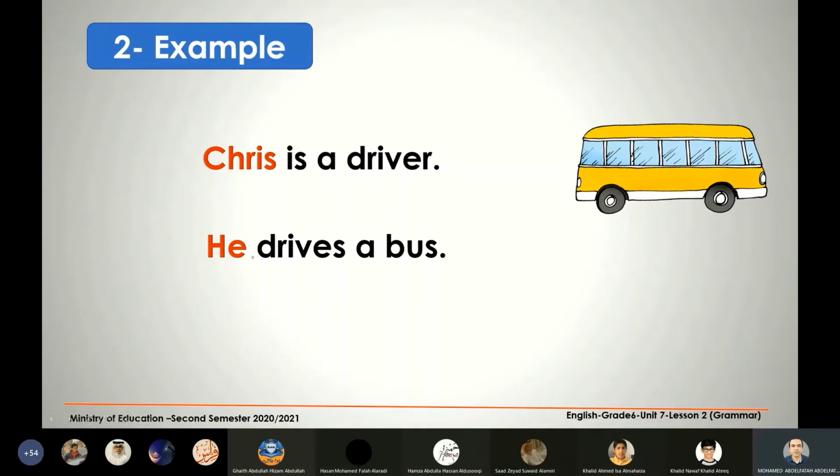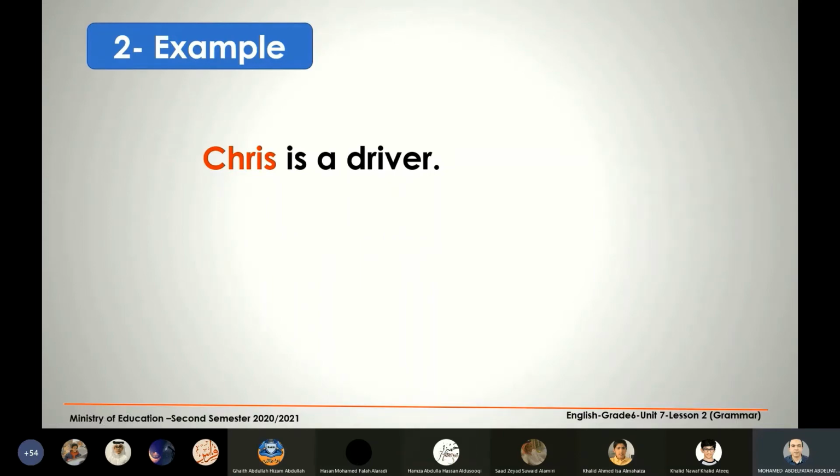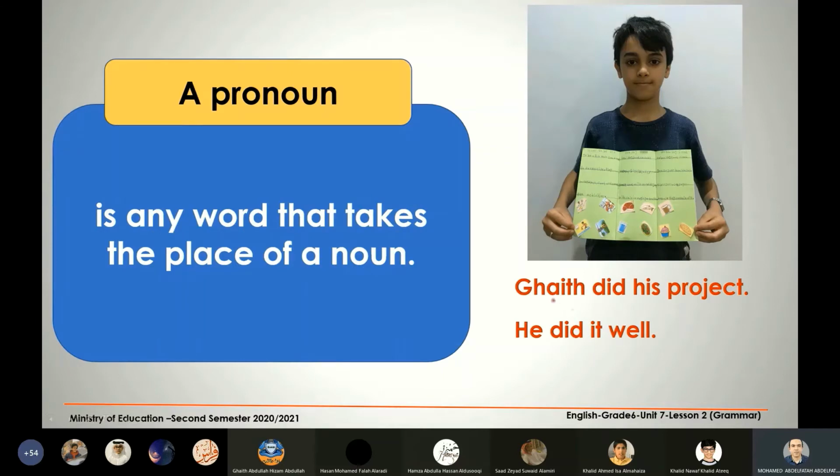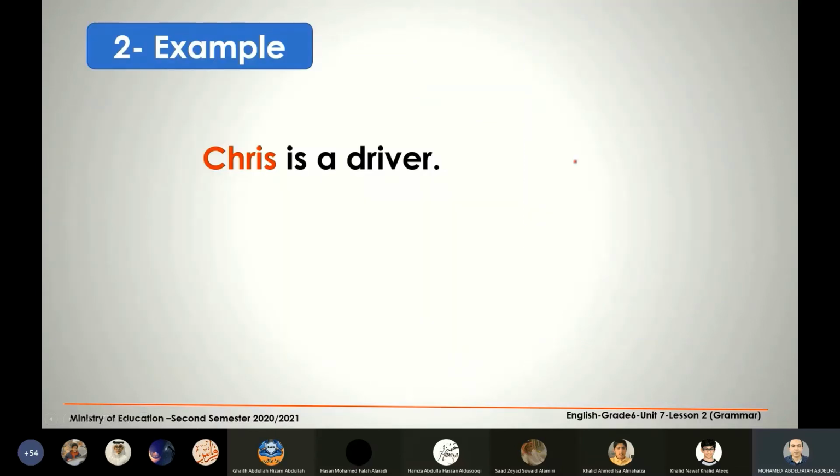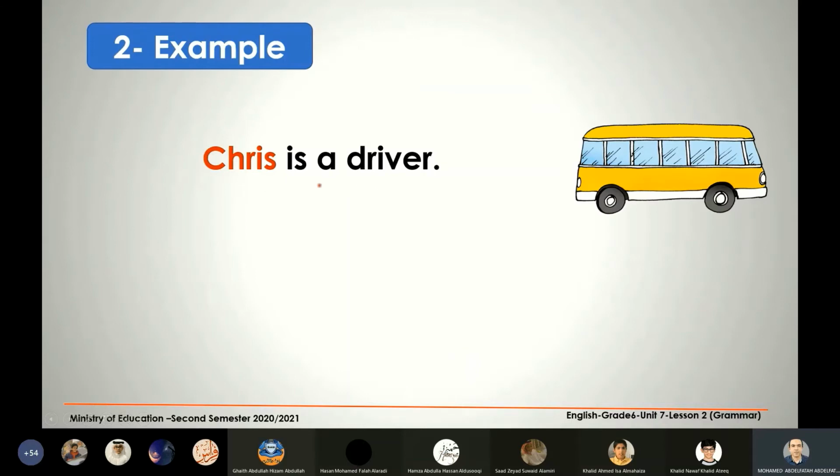He. Chris and he are the same person. Before we talked about Ghaith. Ghaith and he are the same. They refer to the same person, to Ghaith. And also here, when we say Chris is a driver, he drives a bus, also, you can say he.